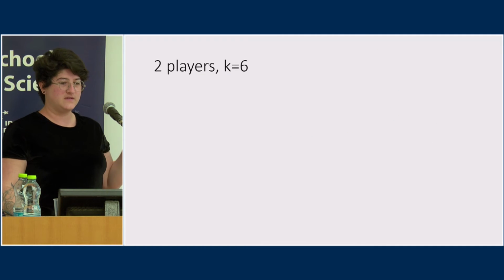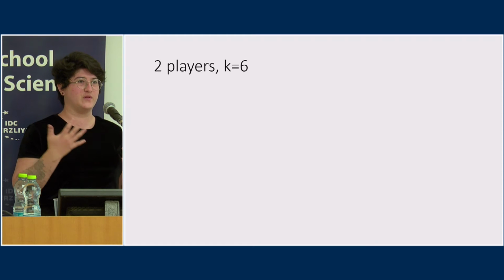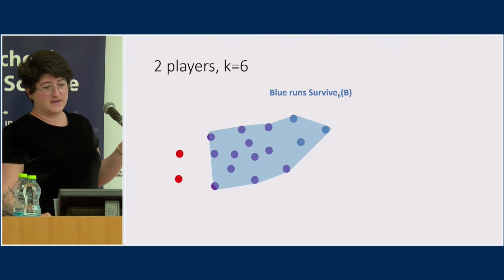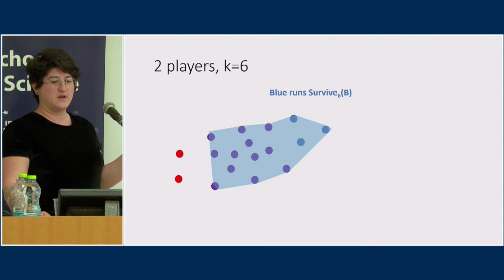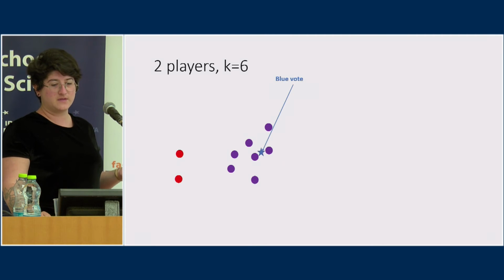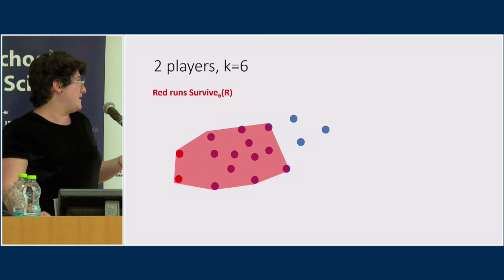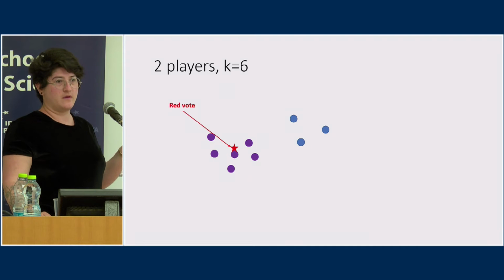Okay. So let's see what happens for two players, because we saw what happens with one player. Let's see what happens with two players that might have a small difference between their initial votes that they see. So blue runs survive. The purple points are just points in common between the red and blue players. So blue runs survive, eliminates points in pairs until 6 points are left, and votes. And red does the same, but the points eliminated are different. So there's a priori no reason that they would have the same point.